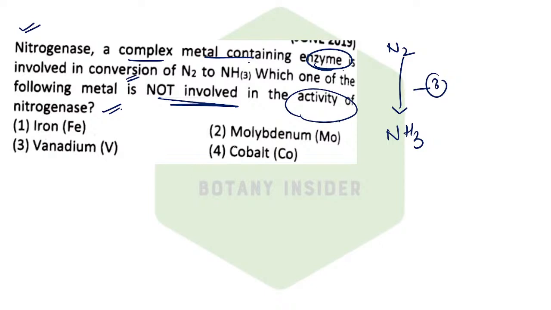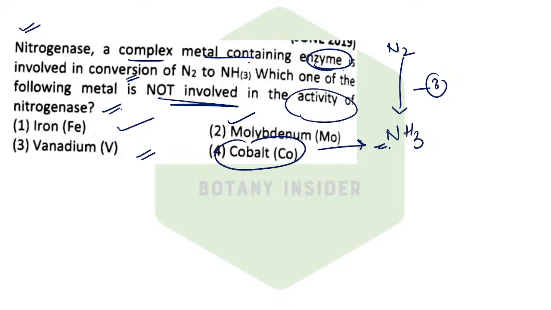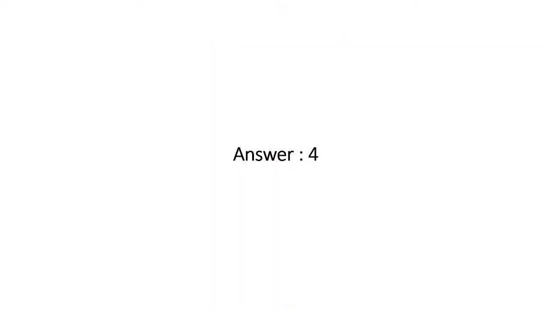Yes, the answer for this is cobalt. Cobalt is not required in the activity of nitrogenase, except for this, iron, molybdenum, and vanadium. All these three are required. Remember this. It's an old question, that is 2018 or 17, but still remember this information and make sure that if it is asked again in the examination, you're able to mark the answer, right?